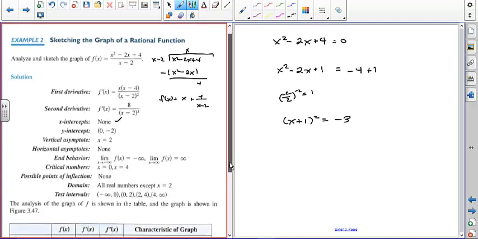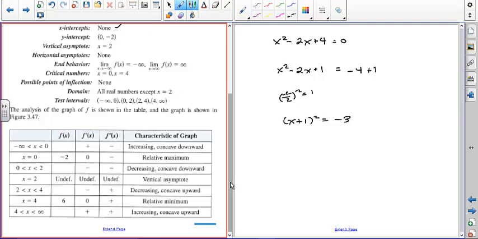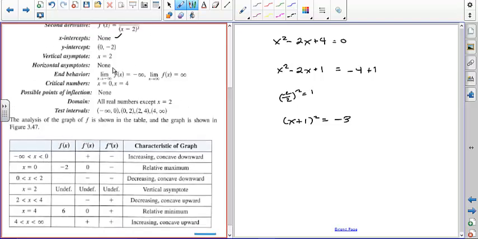So when you make up your table, you start from negative infinity, you go to 0, which is one of the critical numbers. Then you go between 0 and 2, which is the vertical asymptote. Then you go from 2 to 4. 4 is the other critical number. And then you go from 4 to infinity. You evaluate the function at the critical numbers. So you plug in x equals 0, you get -2, and you plug in x equals 4, and you get 6. The first derivative is 0 here from looking at the critical numbers. The first derivative is undefined at the asymptote. There are no cases where the second derivative is 0.